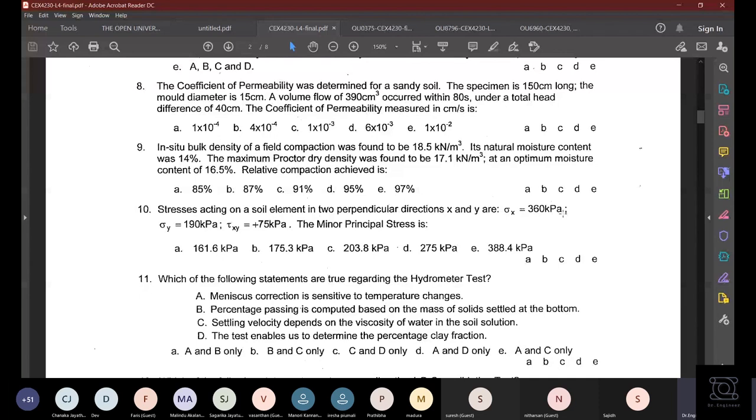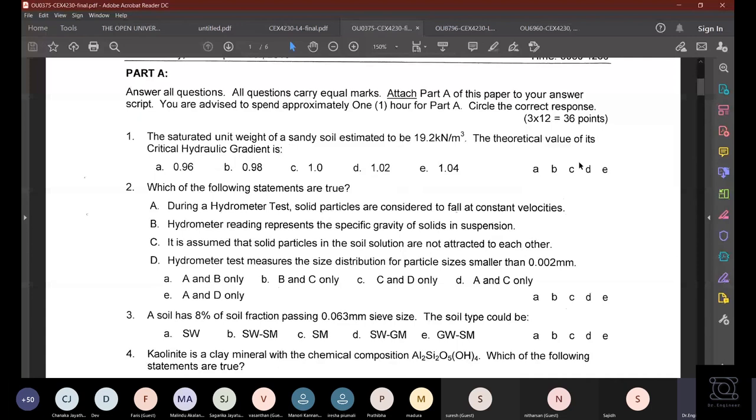They have given the saturated unit weight as 19.2 and they are asking to calculate the theoretical hydraulic gradient value. The theoretical hydraulic gradient is gamma saturated divided by gamma water, minus 1. So you have to divide 19.2 by 9.81 and subtract 1. That is the simple calculation. You have to remember these equations, as in the constant head practical session 17, if I am right. So the answer is 0.96, answer A.